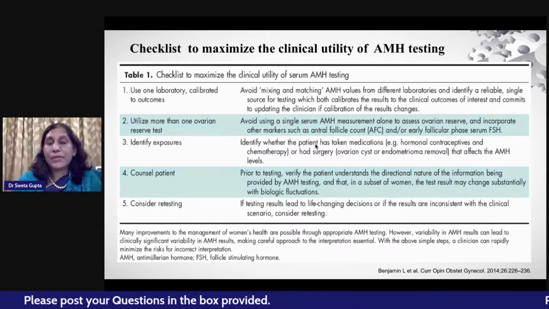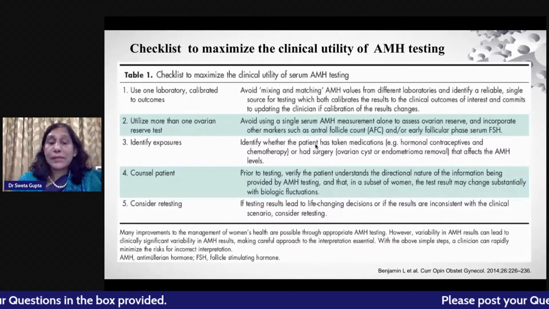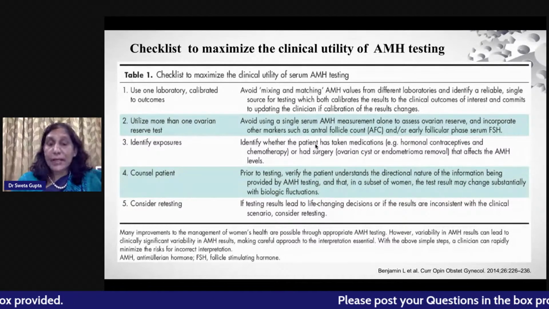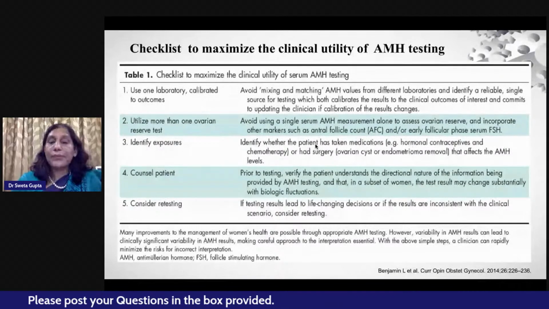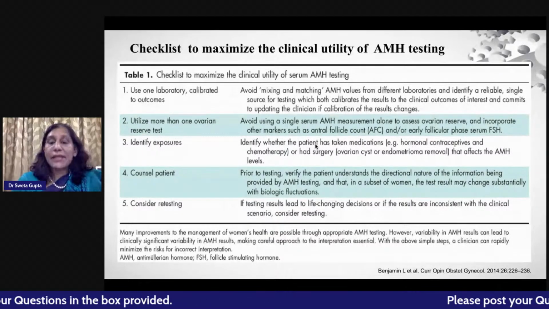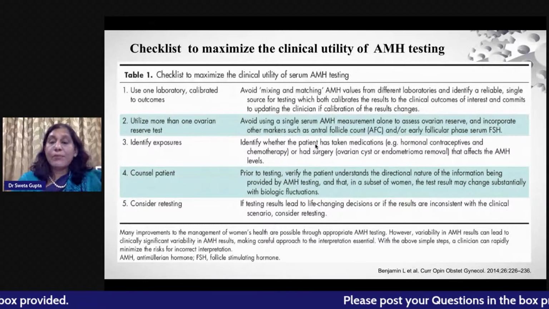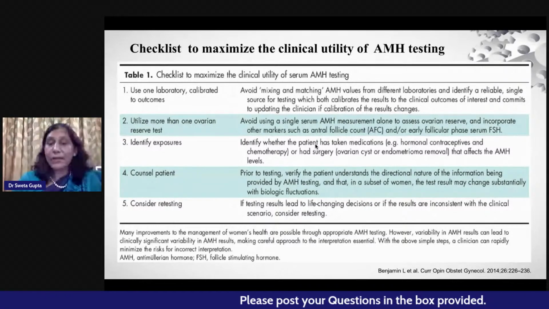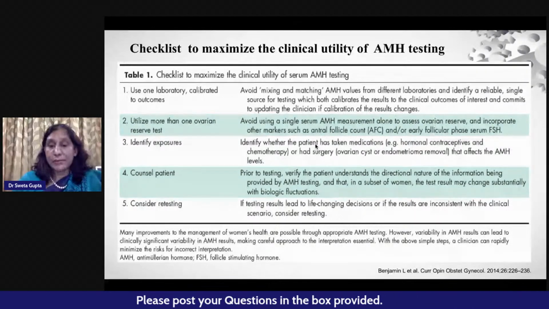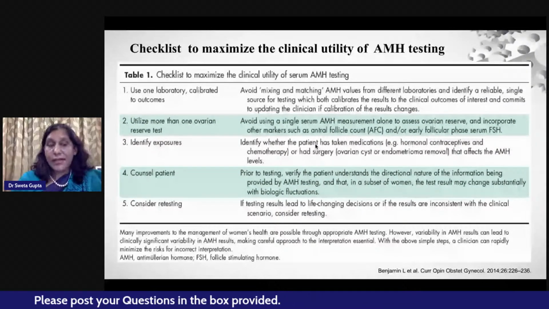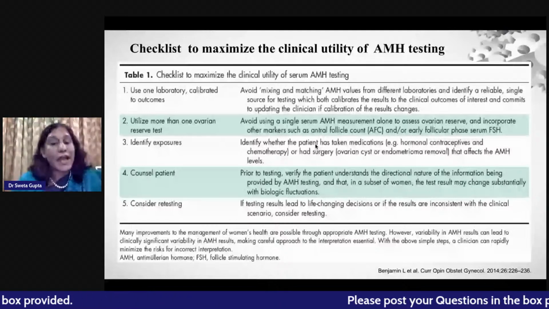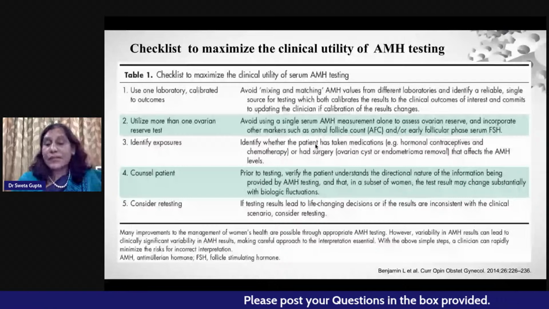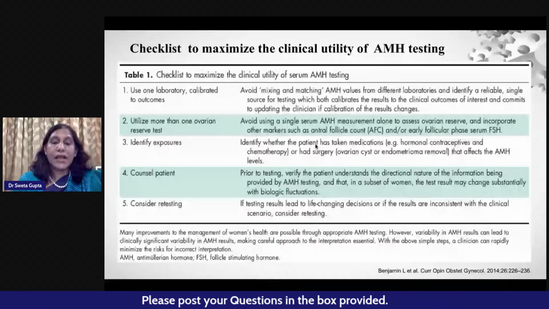Counsel the patient, which is very important and which we sometimes don't do, but this is the most important: prior to testing, verify the patient's understanding of the directional nature of the information being provided by AMH testing, and that in a subset of women, the test result may change substantially with biological fluctuations. In such cases, consider retesting. Because if testing results lead to life changing decisions, or if the results are inconsistent with the clinical scenario, consider retesting.